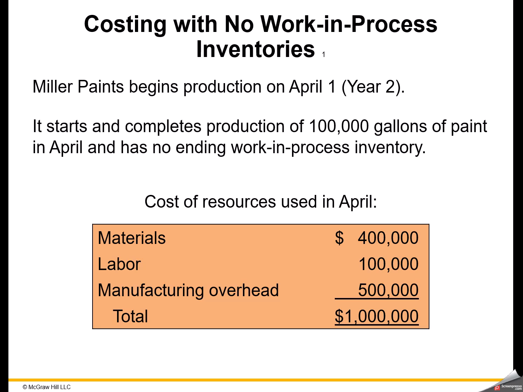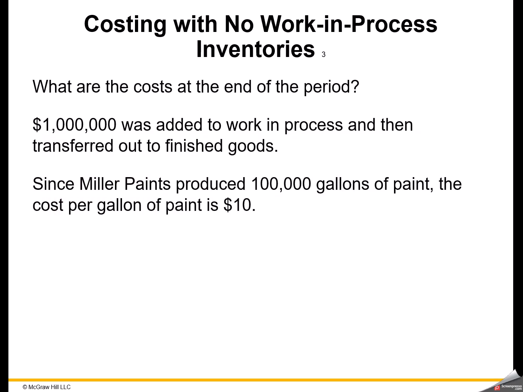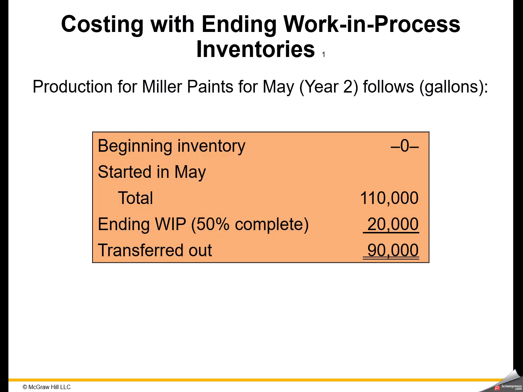So if we completed and started 100,000 gallons of paint and we have $1 million of costs, 100,000 gallons were started, 100,000 gallons are transferred into finished goods. We would take that $1 million, divide it by the 100,000 gallons, and we're going to value that paint at $10 per gallon.